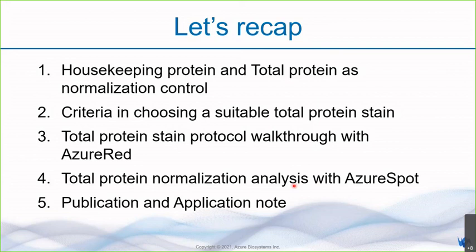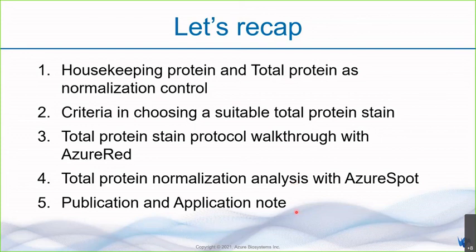Then how to do that? Choose a reference lane in your total protein image, then use the raw volume of the lane. Say lane A is the reference lane. The normalization factor for B will be B divided by A. There you go, you get the normalization factor. Then the normalized protein of interest will be the raw volume of your protein of interest divided by that normalization factor. That's it. Very simple.